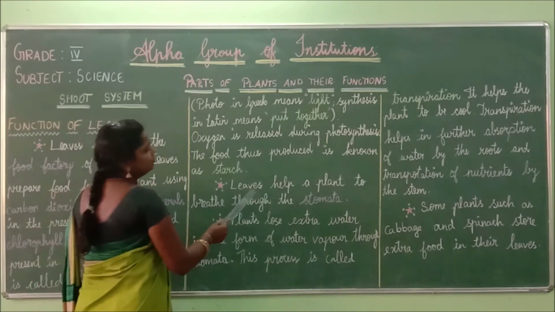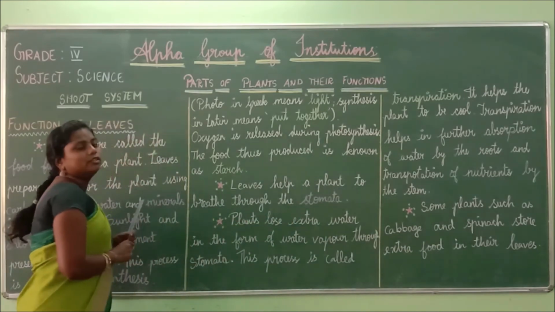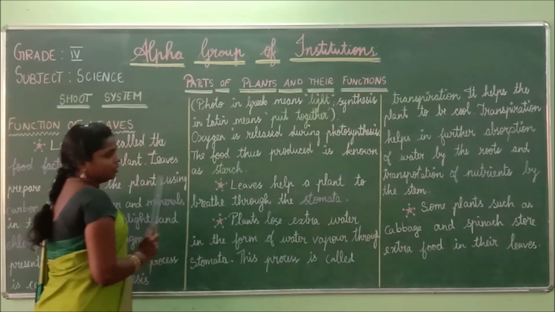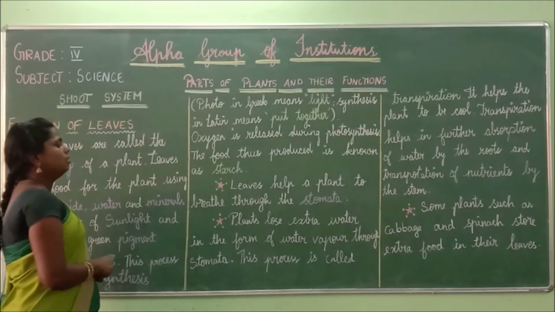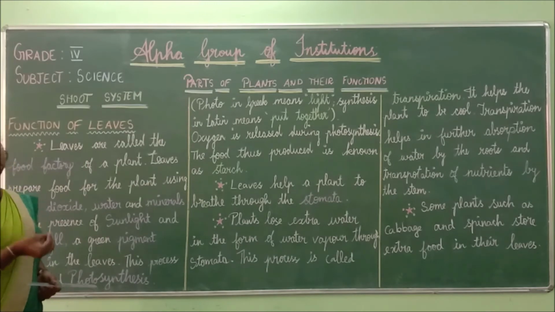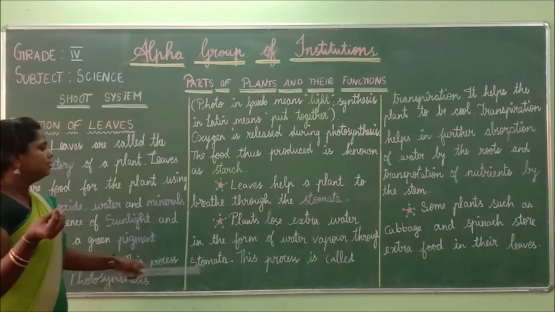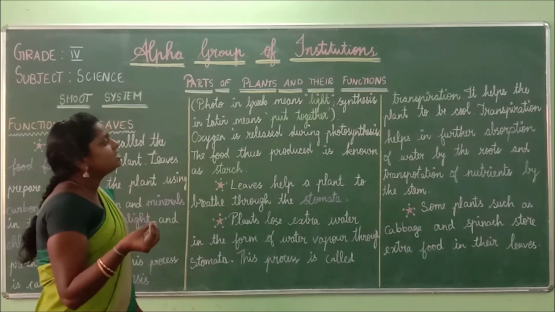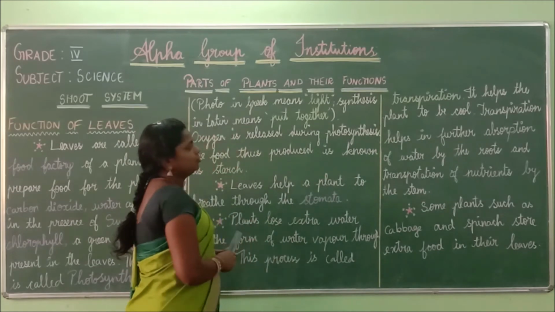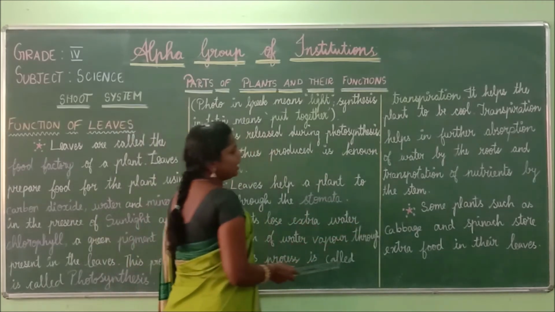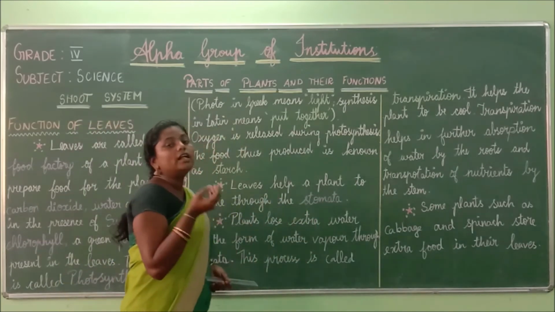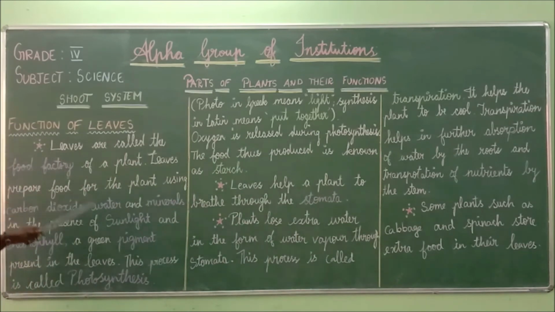The next one, leaves help a plant to breathe. Through what? Very good, through stomata. Stomata help the plants to breathe. The next one, plants lose extra water in the form of water vapor, and this process is called transpiration. Is it clear, students? And the last one, some plants such as cabbage and spinach store extra food in their leaves. So the functions of leaves are over.